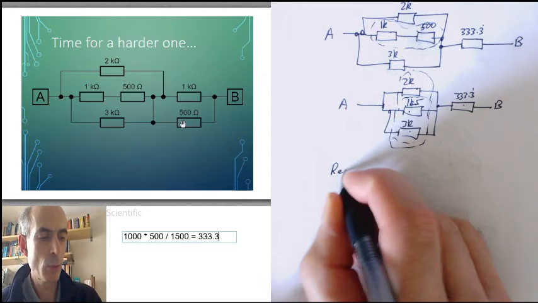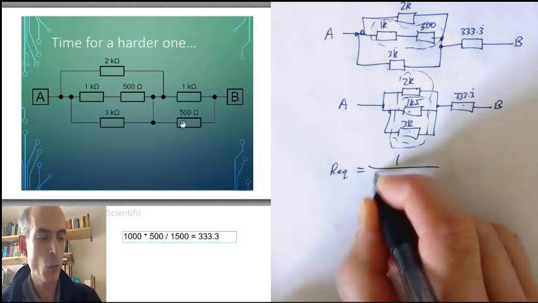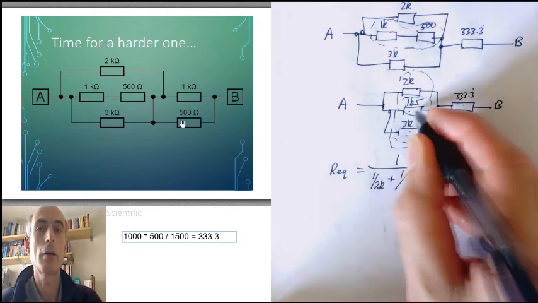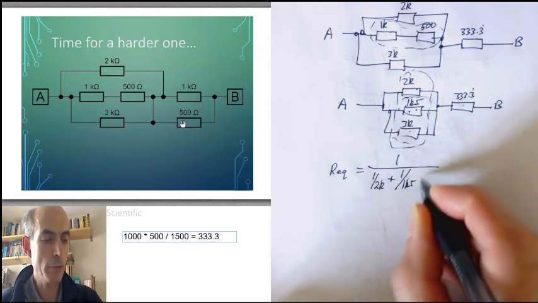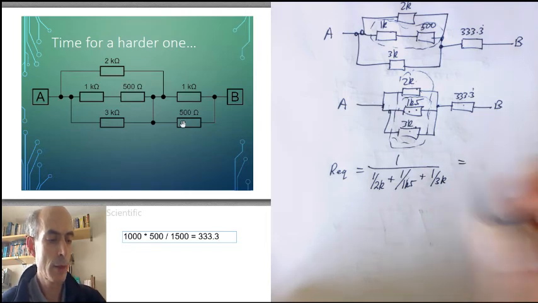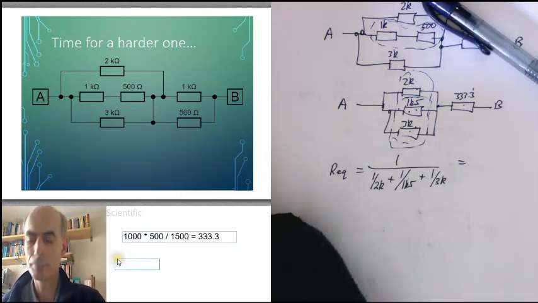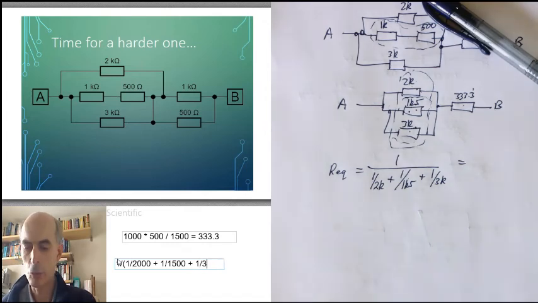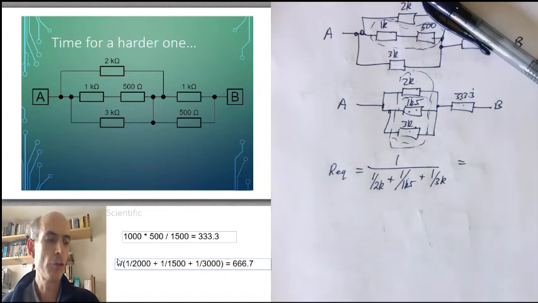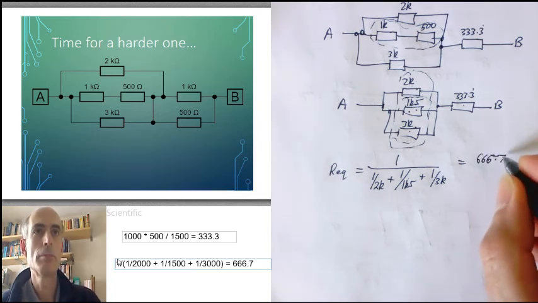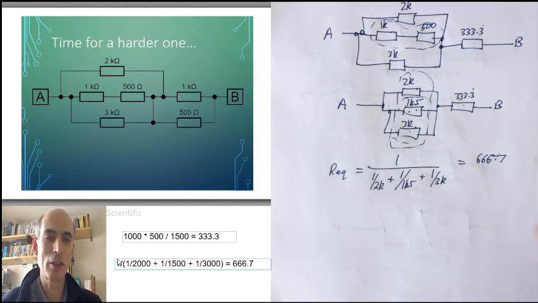And that is, the equivalent resistance is 1 over R1, in this case 2K, plus 1 over R2, in this case 1K5, plus 1 over R3, in this case 3K. And that, if you work it out, is 1 divided by 1 over 2K, plus 1 over 1K5, plus 1 over 3K, which gives you 666.7, or strictly speaking 666.666 recurring ohms.